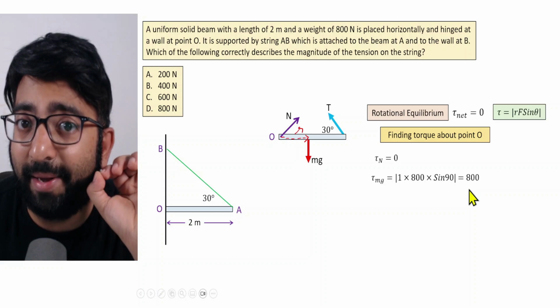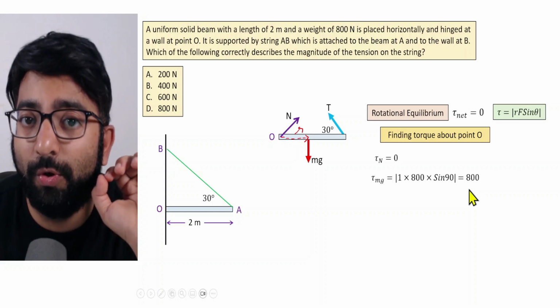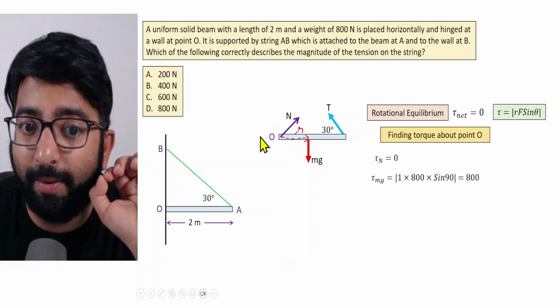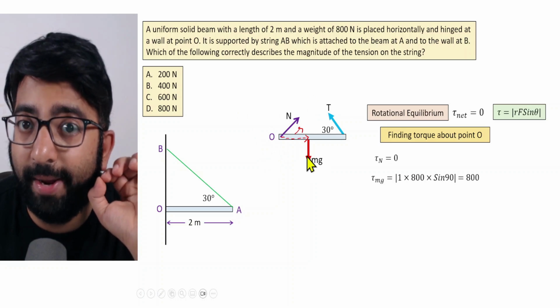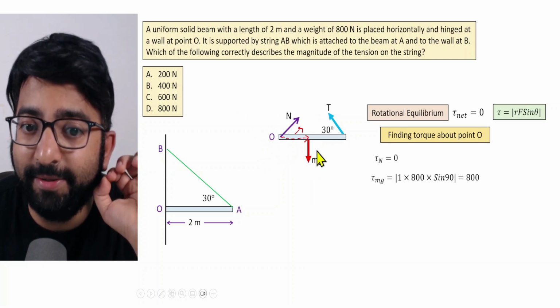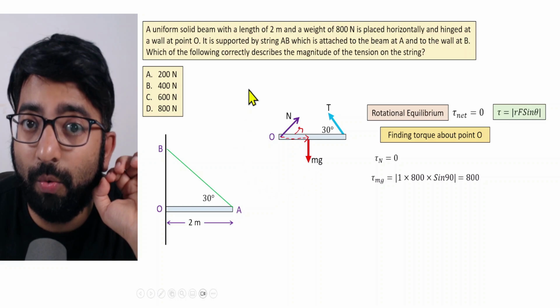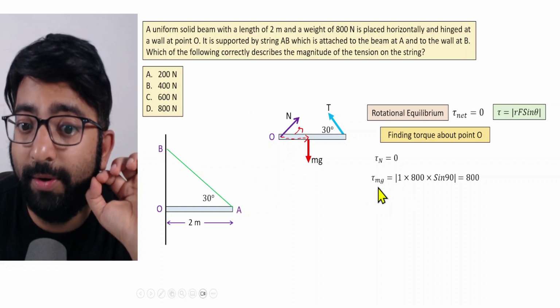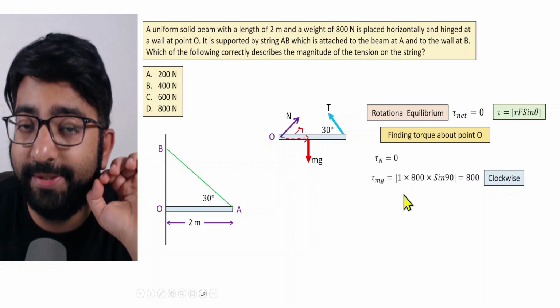Now, this is only the magnitude, but direction is also important. So if you look at the diagram, O is the hinge point. So mg, the weight, has a tendency to rotate the ladder in a clockwise direction. That is why the torque due to mg will be in a clockwise direction.